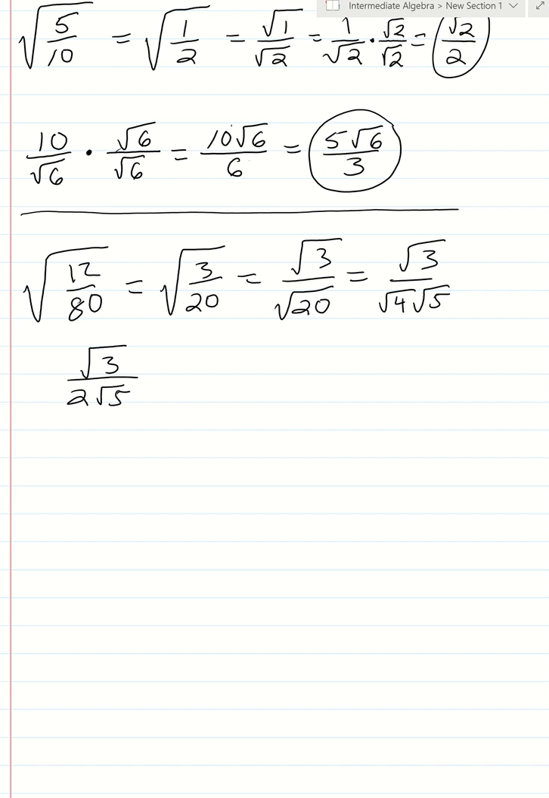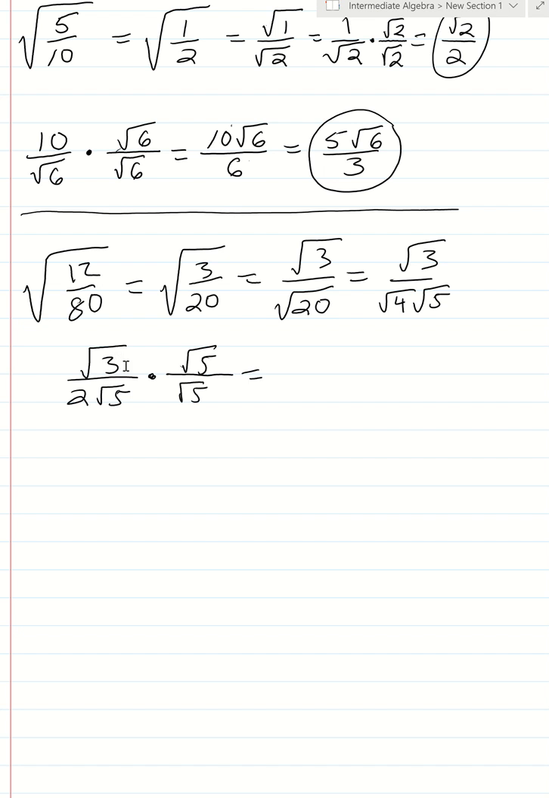Okay, so we have now simplified each radical, but now the problem is that we still have a radical in the denominator, so we have to rationalize that. Once again, we're going to have to multiply by a form of the number 1. And that particular form would be the square root of 5 over the square root of 5.